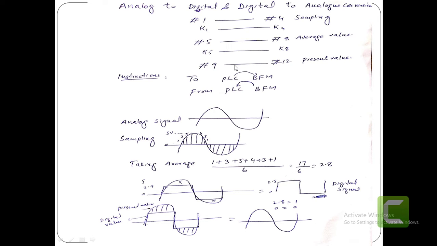Hash 9, hash 10, 11, 12 are used for the present value. In the program we will write them as K9, K10, K11, K12 and so on. In this way we can convert a signal from analog to digital and digital to analog. So going towards our program, we will discuss how we can convert a signal and how its value will be changed.